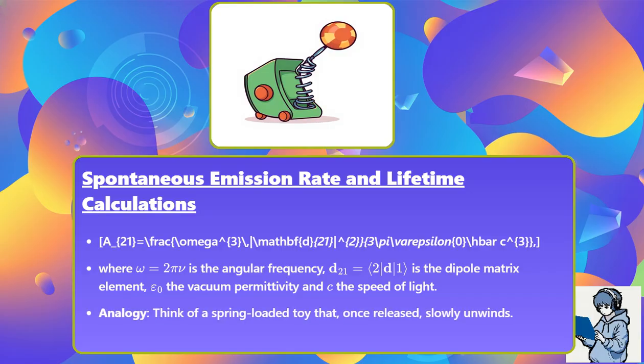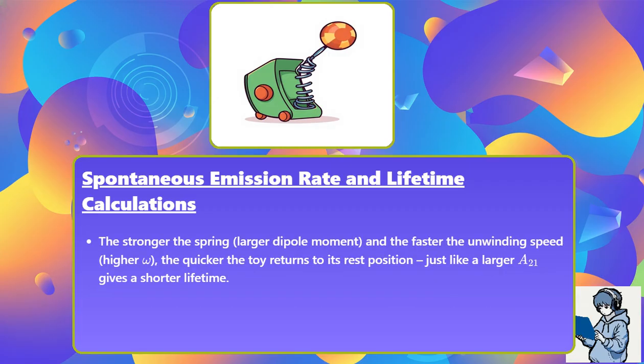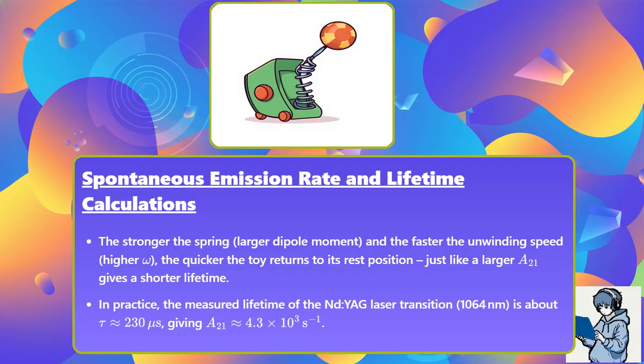Analogy: think of a spring-loaded toy that once released slowly unwinds. The stronger the spring, larger dipole moment, and the faster the unwinding speed, higher omega, the quicker the toy returns to its rest position. Just like a larger A21 gives a shorter lifetime. In practice, the measured lifetime of the Nd:YAG laser transition at 1064 nanometers is about tau approximately 230 microseconds, giving A21 approximately 4.3 times 10 to the 3 per second.